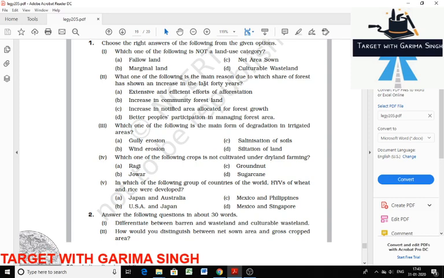Which one of the following is the main reason due to which the share of forest has shown an increase in the last 40 years? Here the answer is quite easy. What led to?